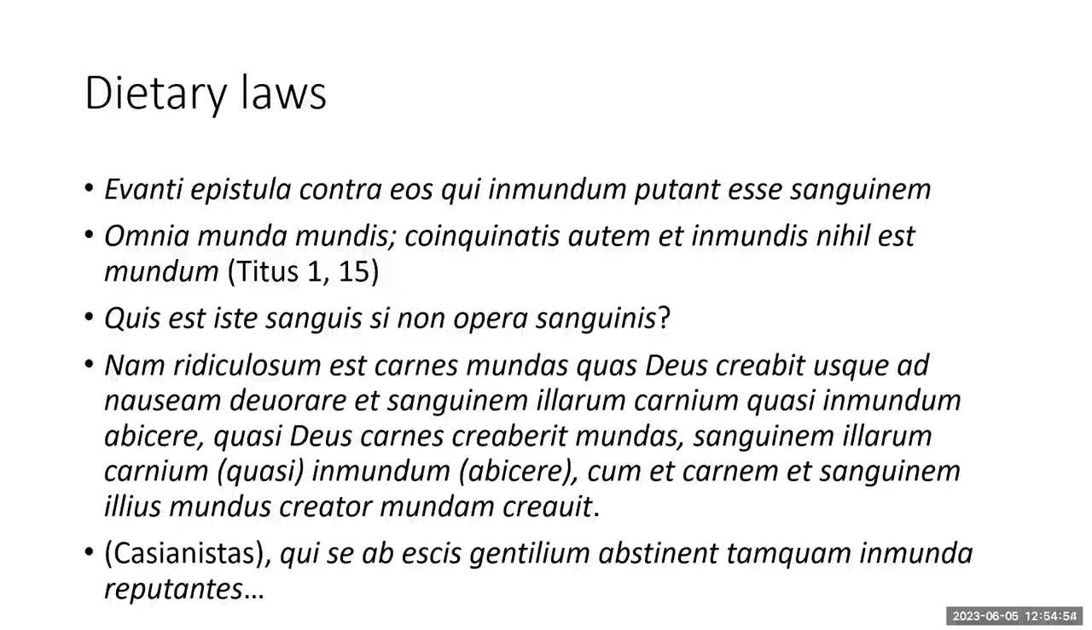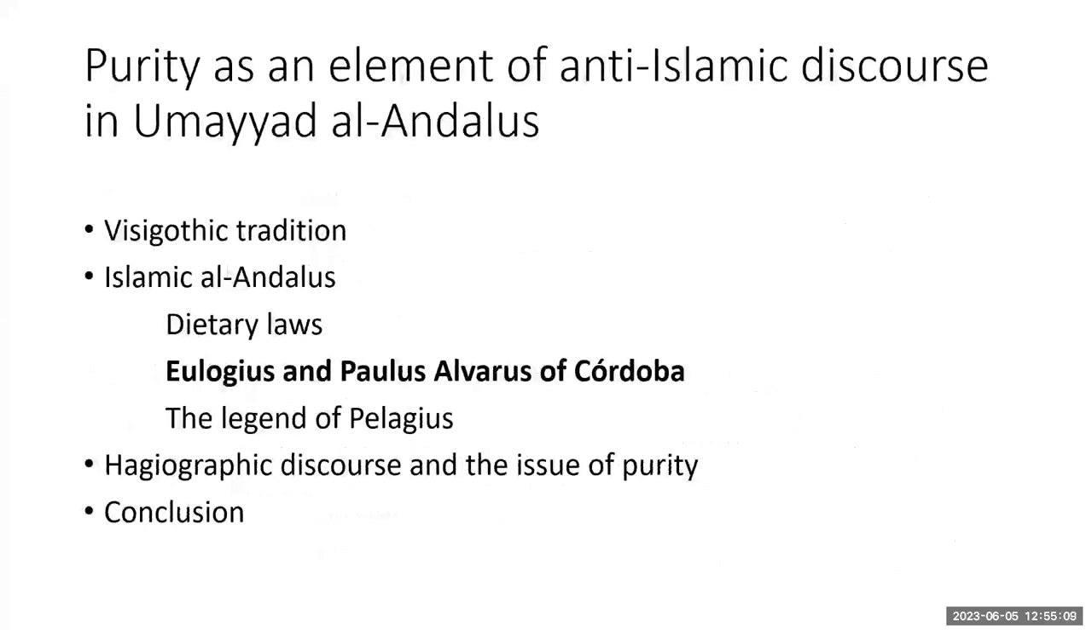On the other hand, the fathers do uphold marriage restrictions, which serve as a social boundary to preserve group cohesion. The fathers reject incest, polygamy, and marriage of Christian girls to non-Christians. This brings me to my next part on Eulogius and Paulus Alvarez of Cordoba.